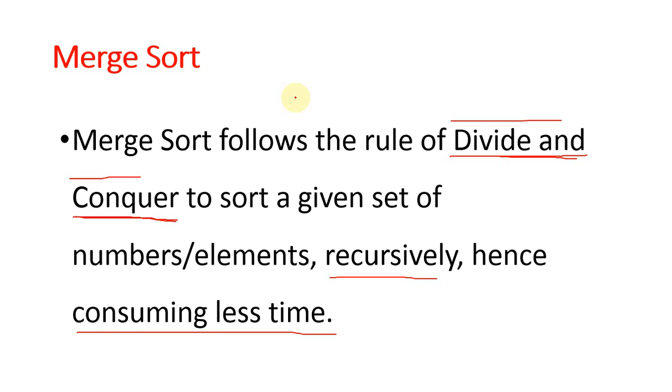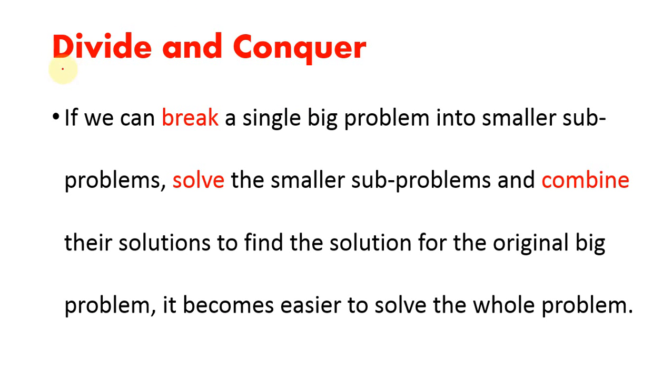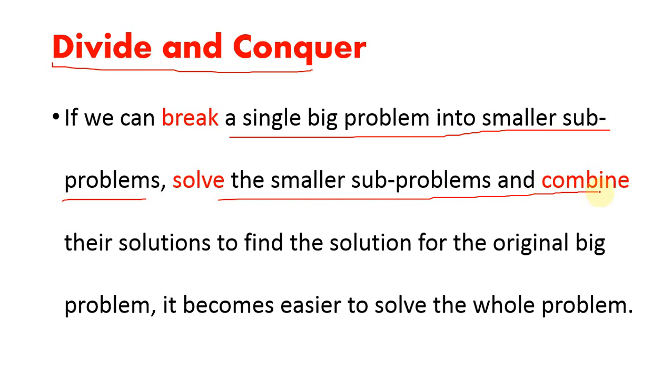So this is nothing but the dividing procedure. A list is going to be divided into 2 sublists until the list is reduced to a single element. The same thing is enforced in binary search also. Next, in the divide and conquer method, we break a single big problem into smaller sub-problems, solve these smaller sub-problems and combine their solutions to find the solution for the original big problem. It becomes easier to solve the whole problem.